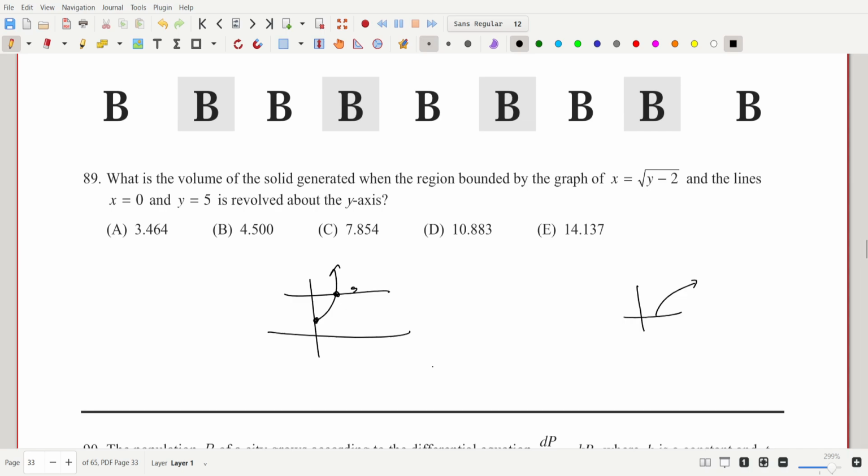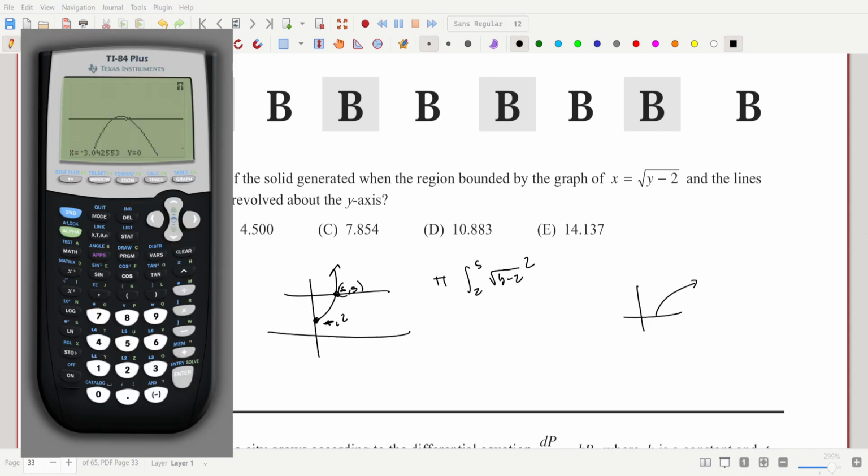This is obviously 5. This is your blank comma 5. I don't care. This one is blank comma 2. So I should be doing the integral from 2 to 5 of root y minus 2 squared pi. Yep. Okay. Of course, it doesn't matter what you name the variable. So I'll just do it with x in my calculator.